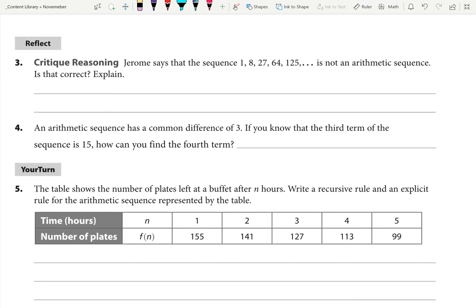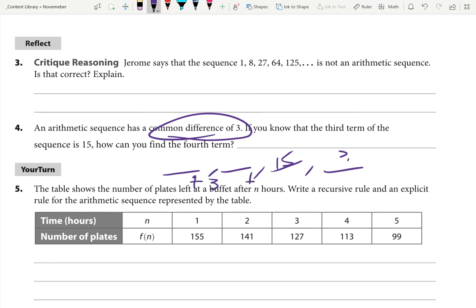An arithmetic sequence has a common difference of 3. If you know that the third term of the sequence is 15, how can you find the fourth term? So we know the common difference is 3, and the third term is 15. How do we find the fourth term? If the common difference is 3, then we're adding 3 each time. So I would add 3 to the third term and get the fourth term, which would be 18. 3 more than 15 is 18.